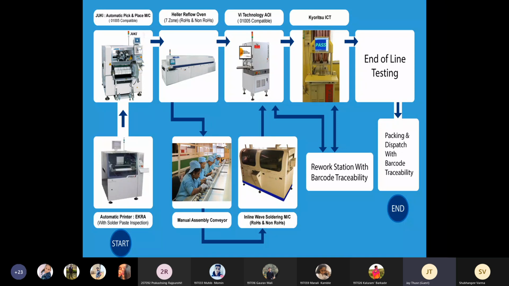Then comes the Juki automatic pick and place machine, in which the SMD components are fed into the machine, and the machine is programmed with exactly where on the PCB you want a particular component to be placed. So the machine picks the components from the feeder and places them on the PCB where you want them. This is all about picking and placing, but that doesn't complete the assembly, so you need a reflow oven stage after that.